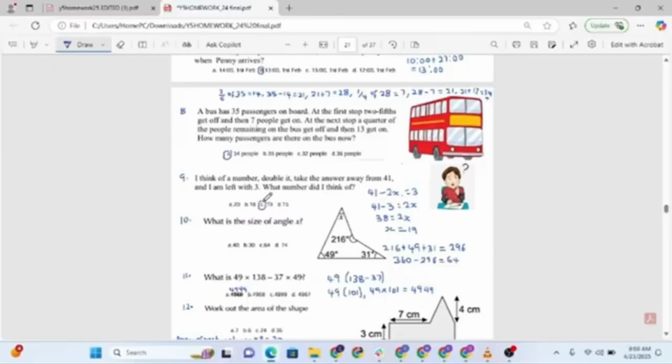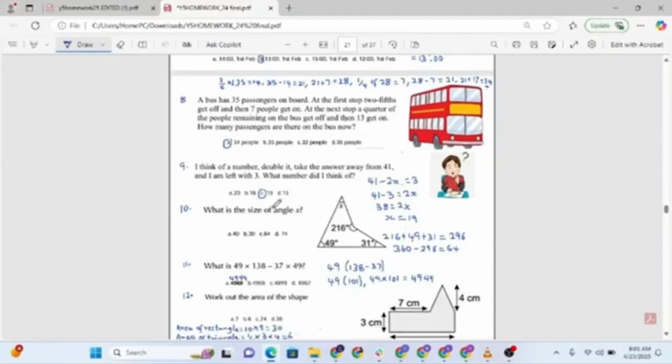Explanation. Let the unknown number be x. Doubling it gives 2 times x. Taking that amount away from 41 means we do 41 minus 2 times x. We are told the result is 3. So 41 minus 2 times x equals 3. Subtract 3 from 41, leaving 38. Hence, 2 times x must be 38. Divide by 2 to find x. x equals 19.